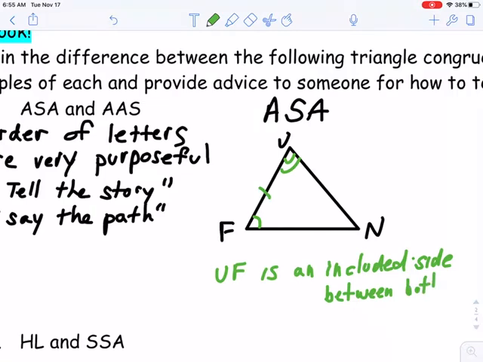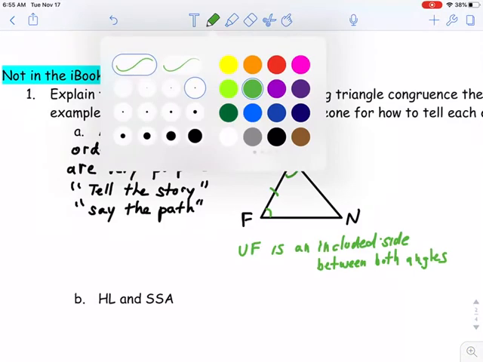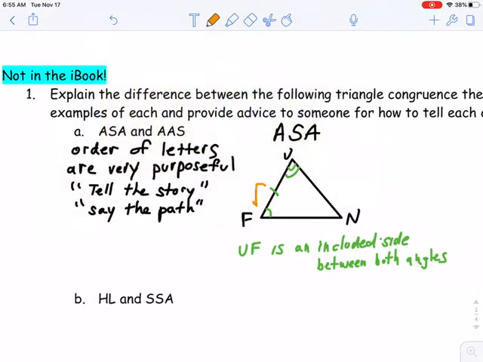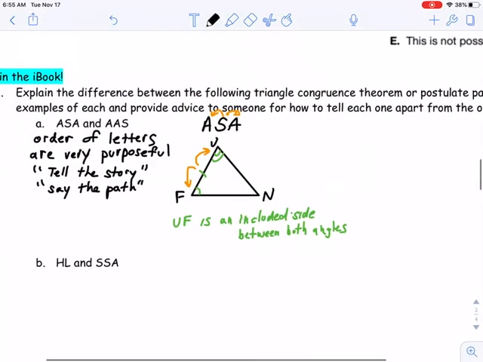both angles, both congruent angles. All right, so just how this side is between both angles, the S is between both A's. So the letters represent the angles and side combinations, the order that they're in. All right, now let's compare this to an angle side.